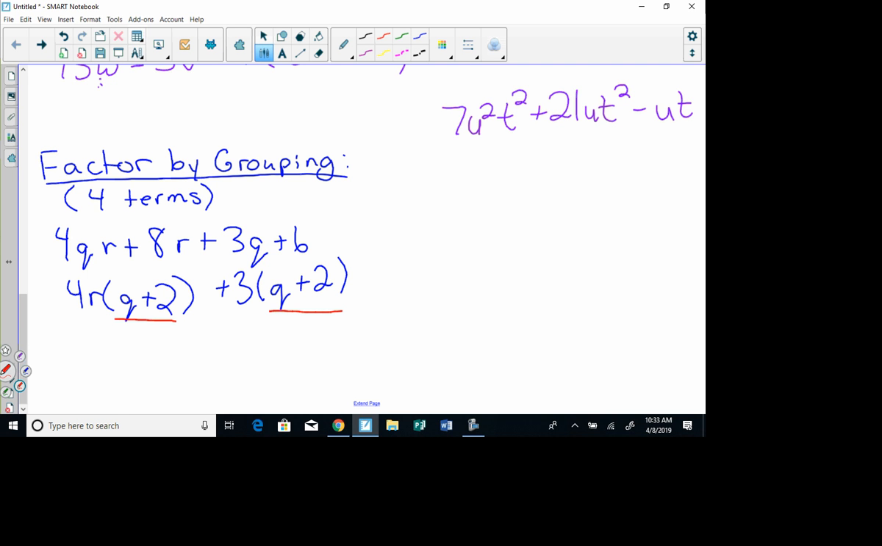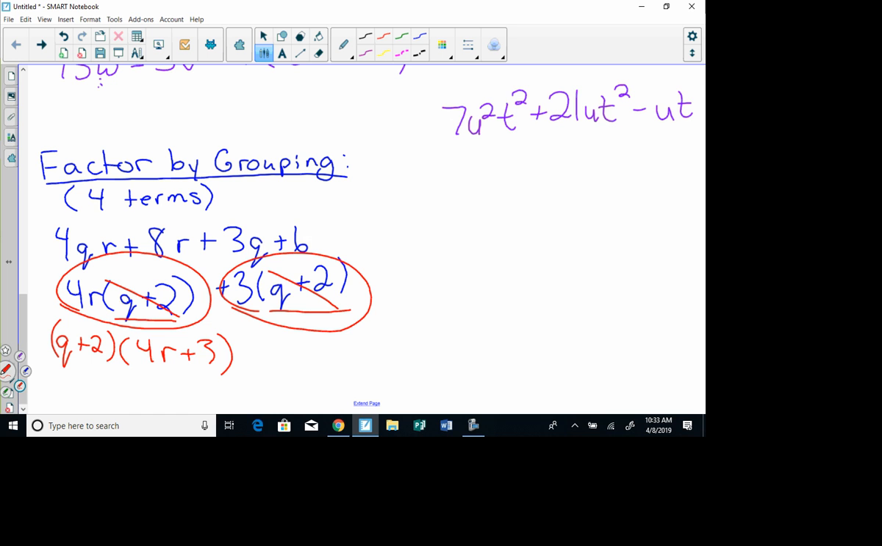Uh-oh. How many terms do I have now? Two. What do those two terms have in common? A binomial, Q plus 2. So I'm going to factor out, Mason, are you paying attention? I'm going to now factor out a Q plus 2. So I'm going to write Q plus 2 here. What's left in this term when I get rid of a Q plus 2? 4R. What's left in this term when I get rid of a Q plus 2? 3. I just factored. Whoa, that's something. I like it.